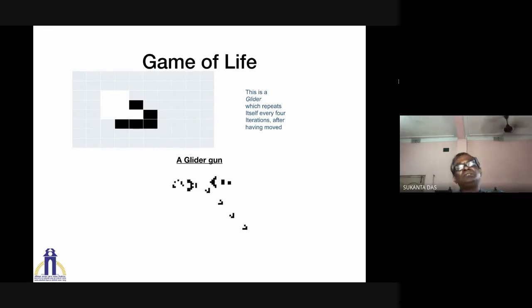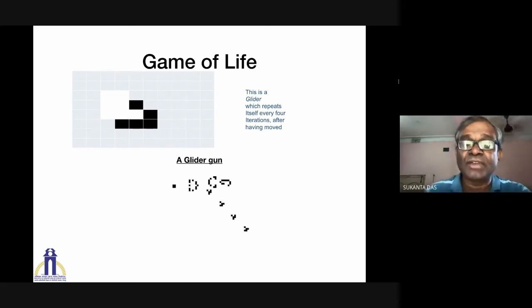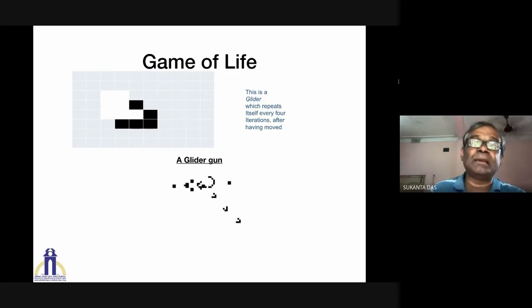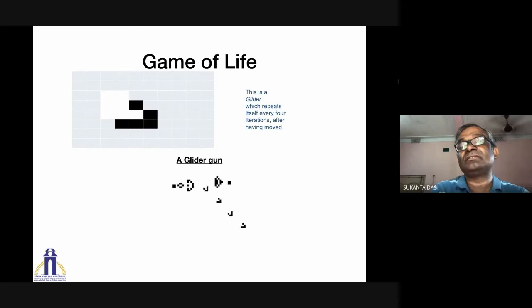This is actually cellular automata. In fact, this is the beauty of the automata. By applying those simple rules, you are getting such complex patterns.